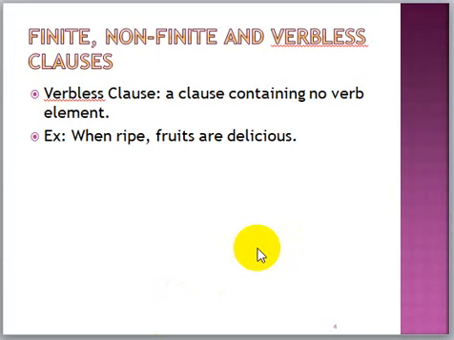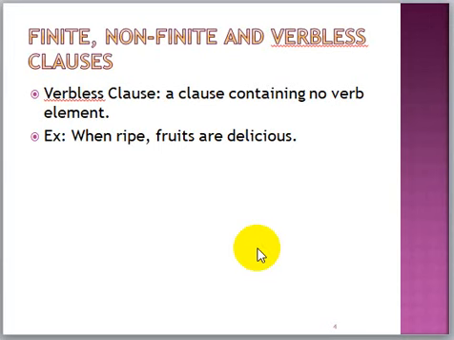There is a kind of sentence which has no verb, sometimes called a verbless clause. Now, what is a verbless clause? I mean the clause which has no verb, a clause containing no verb element. So what type of clause is it? Now, let's take this example.